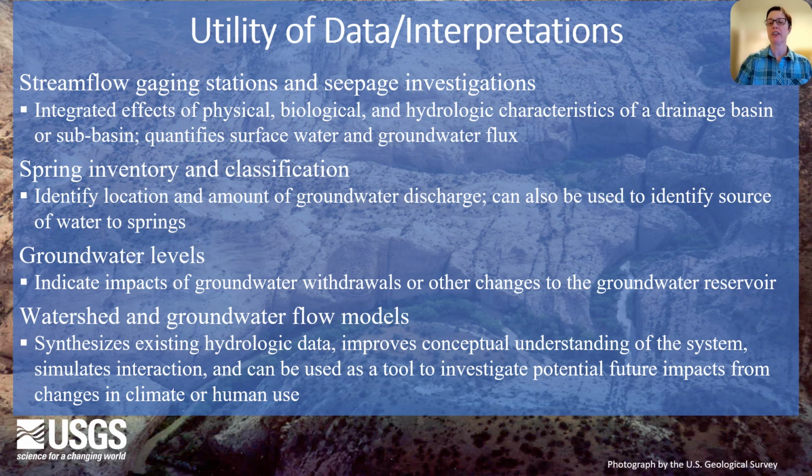Spring inventories and classification data can be used to identify the location and amount of groundwater discharge and to identify the source of water to the springs. Groundwater levels can be used to indicate impacts of groundwater withdrawals or other changes on the groundwater reservoir. Finally, watershed and groundwater flow models can be used to synthesize existing hydrologic data, improve the conceptual understanding of the system, simulate interactions between different components of the system, and as a tool for investigating potential future impacts from changes in climate or human use.